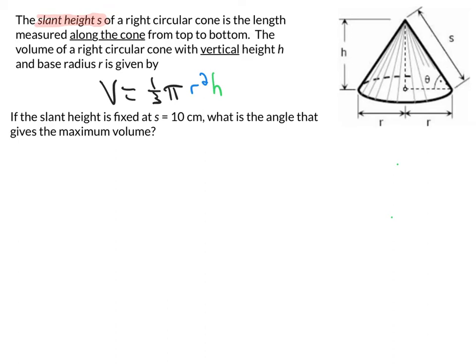A sample optimization problem involving trig. The slant height S of a right circular cone is the length measured along the cone from top to bottom. So this is S.